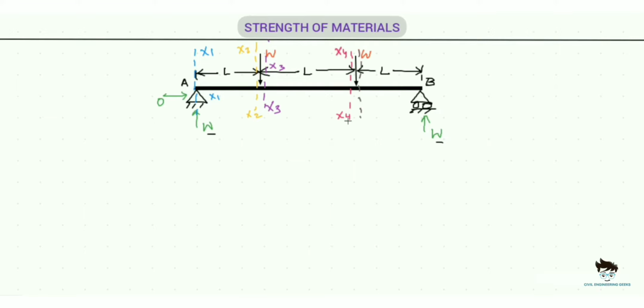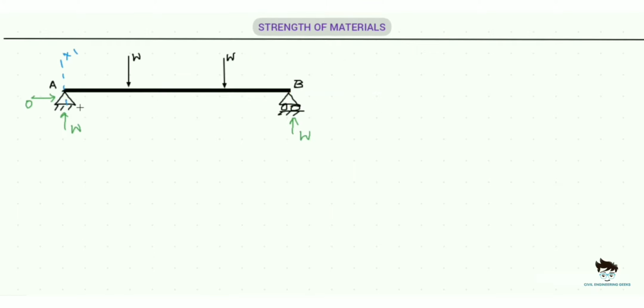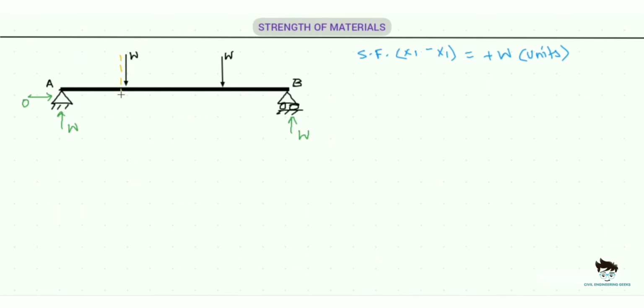Here note that sections X2 and X3 are at the same point but just before and just after the point load. Whenever you have a point load on the beam, you need to follow this just before and just after concept. You will understand why when we actually start working out the values of the shear forces. At the supports, the shear forces are nothing but the reactions. So at the support A, at the section X11, the shear force at X11 will be equal to plus W units. Now let's move on to finding the shear forces on the remaining sections, considering either the left side or the right side of the section.